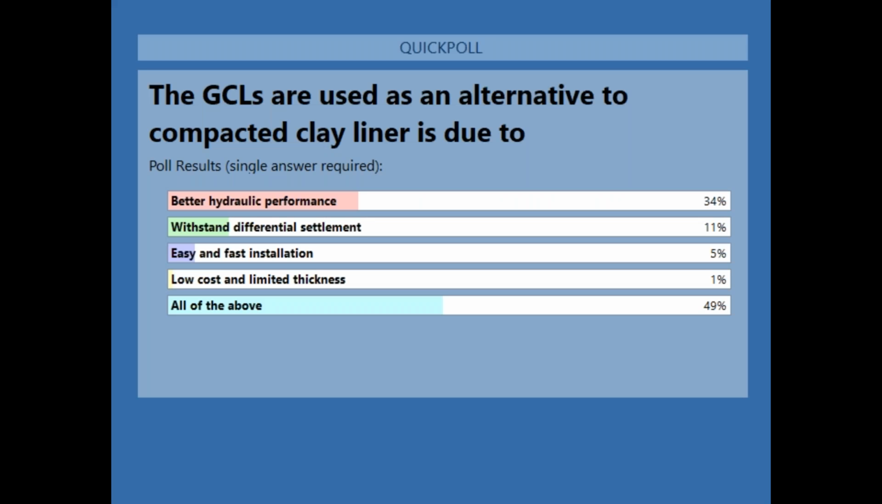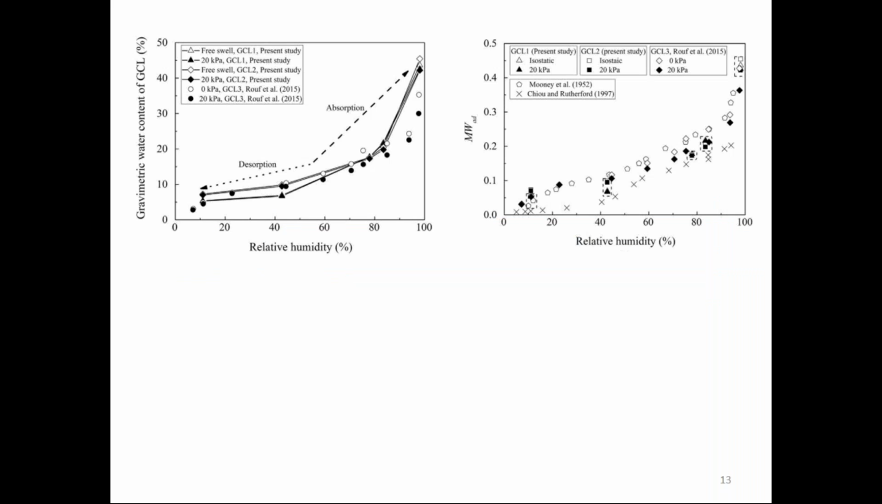So Dr. Vishrit, the result is: better hydraulic performance 34%, withstand differential settlement 11%, easy and fast installation 5%, low cost and limited thickness 1% only, and all of the above is 49%. So what is your take on this? Sir, all of the above is the right option. So 49% of the participants have given the correct answer, right? Yes, sir. Sir, can I proceed further? You can continue, please.